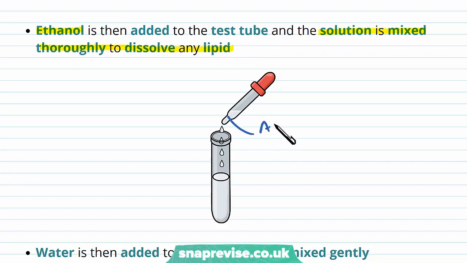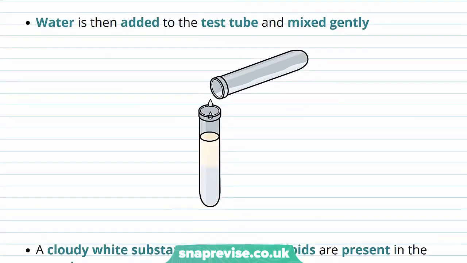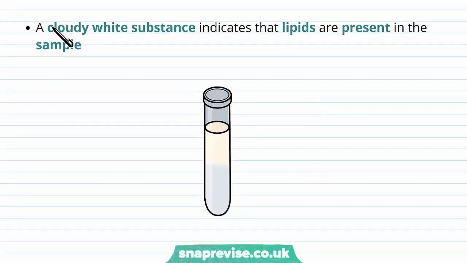So first we add the ethanol, and once we've done this, we stir this around and mix it so that any lipids that are present get dissolved within the ethanol. Once any lipids have been dissolved, we then just add water, and then we mix it gently all together. So just plain water being added now. And then what we see is a cloudy white substance forming, which indicates that lipids are present in the sample.